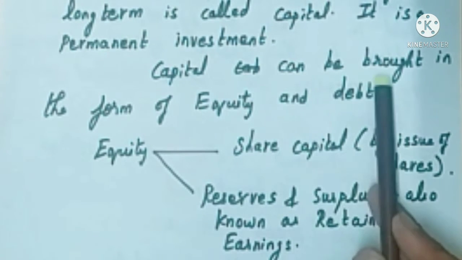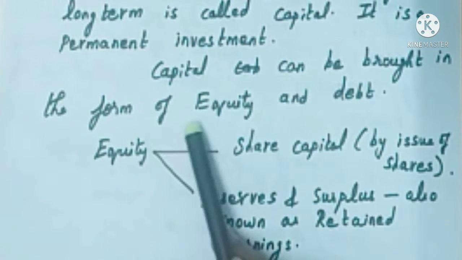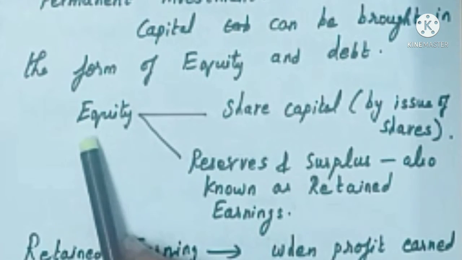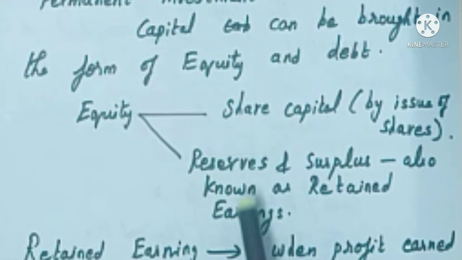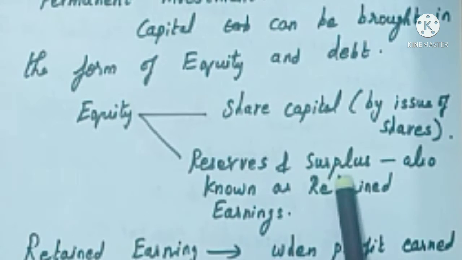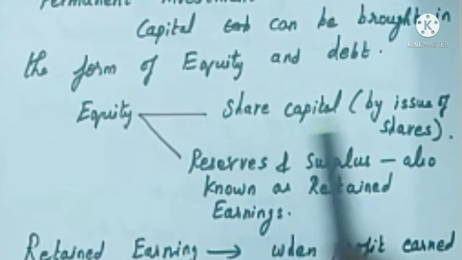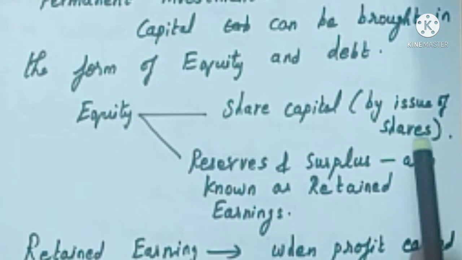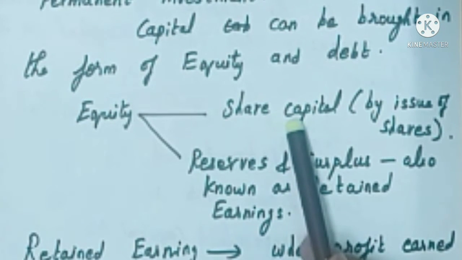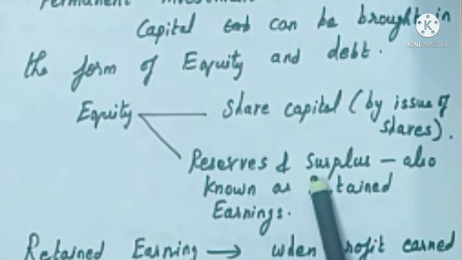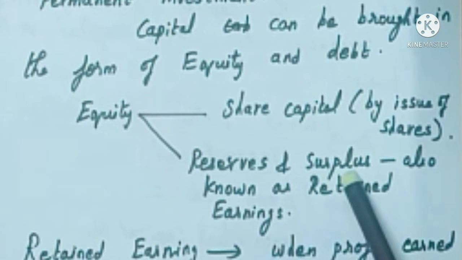Capital can be brought in the form of equity and debt. Equity means share capital and reserves and surplus. What is share capital? Any capital raised by way of issue of shares is called share capital. Then reserves and surplus means any profit not distributed and retained in the business is called reserves and surplus. It is also known as retained earnings.